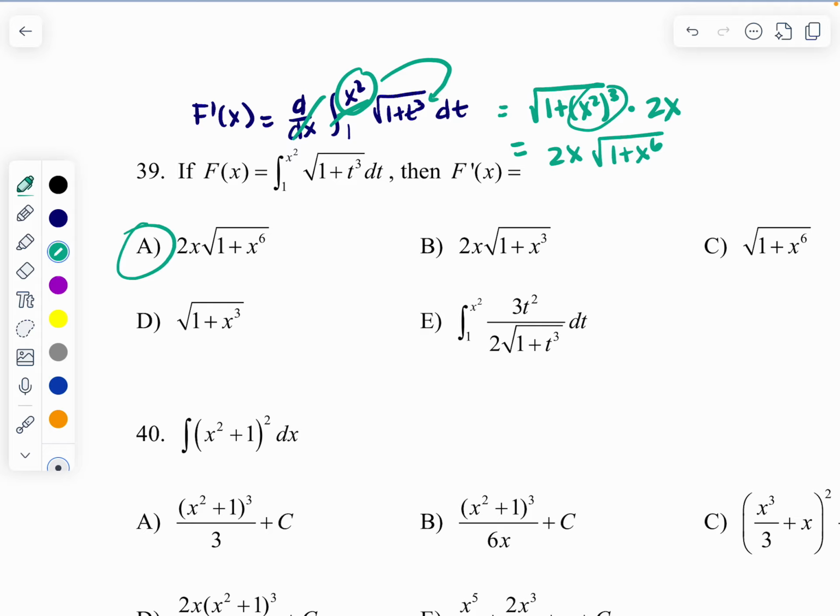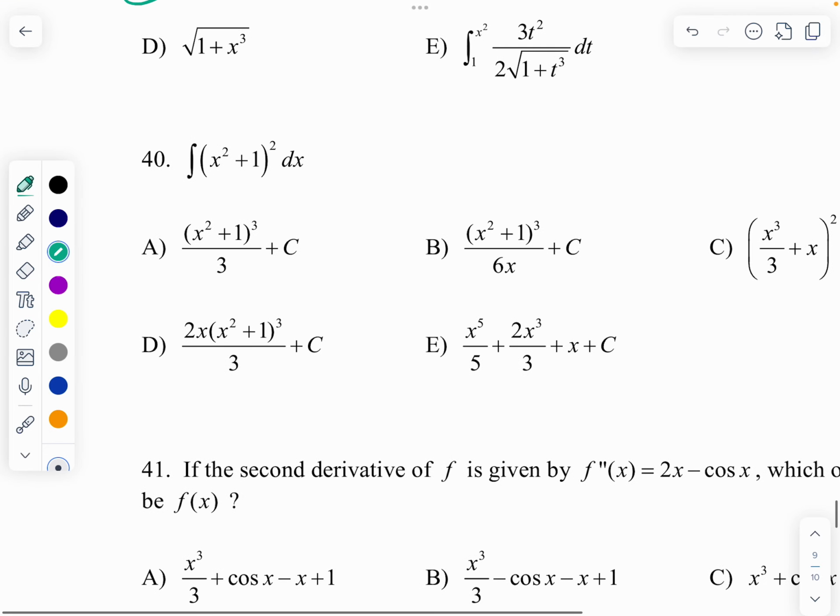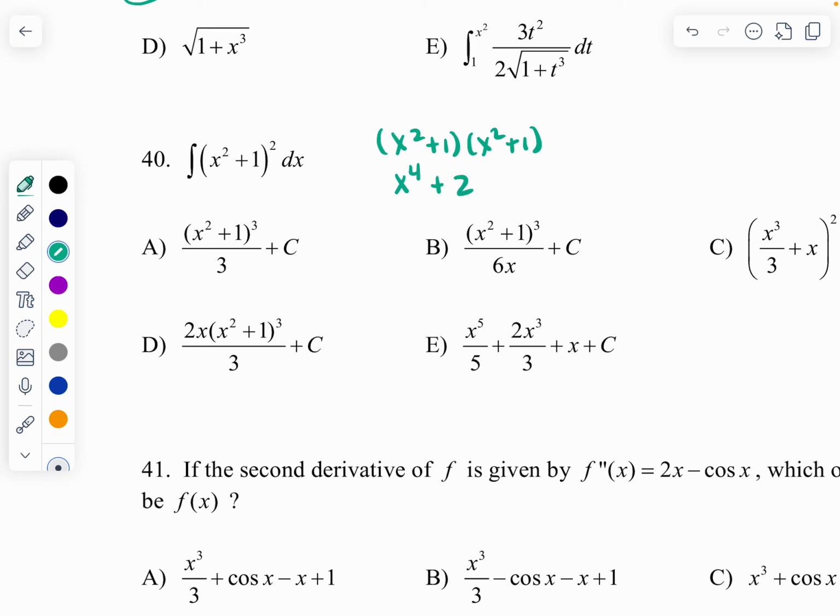All right. Okay, this one right here, you guys, it looks like a u sub, but it isn't. If you did a u sub, you would get a dx with an x in it, and there's no x to eat it up. So this is just one of those that you have to multiply out. So if you do x squared plus 1 times x squared plus 1, this gives you x to the 4th plus 2x squared plus 1. So if you integrate that, that's going to give you x to the 5 over 5 plus 2x cubed over 3 plus x plus c. So that looks like the answer is E.